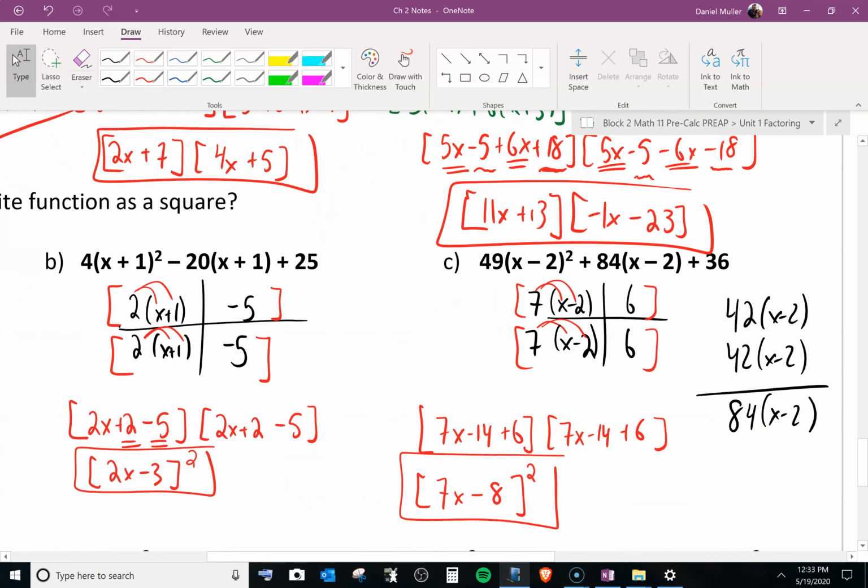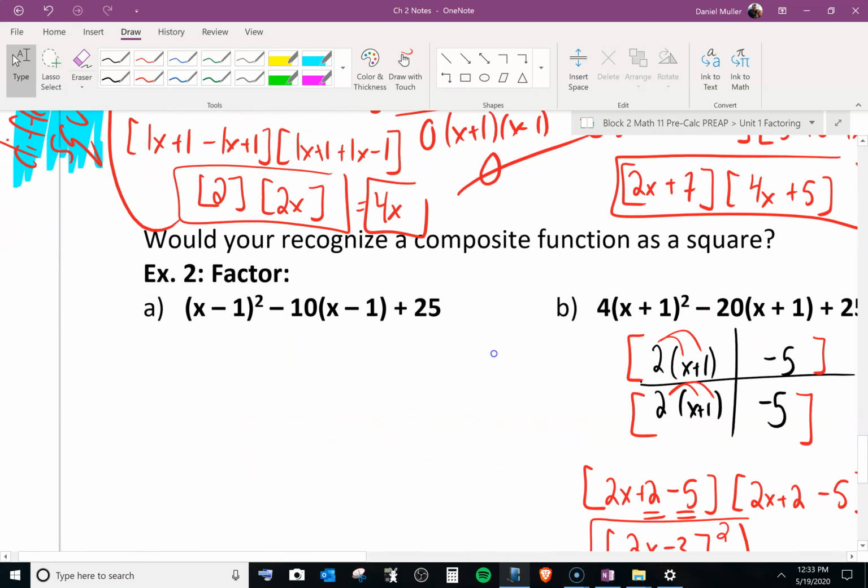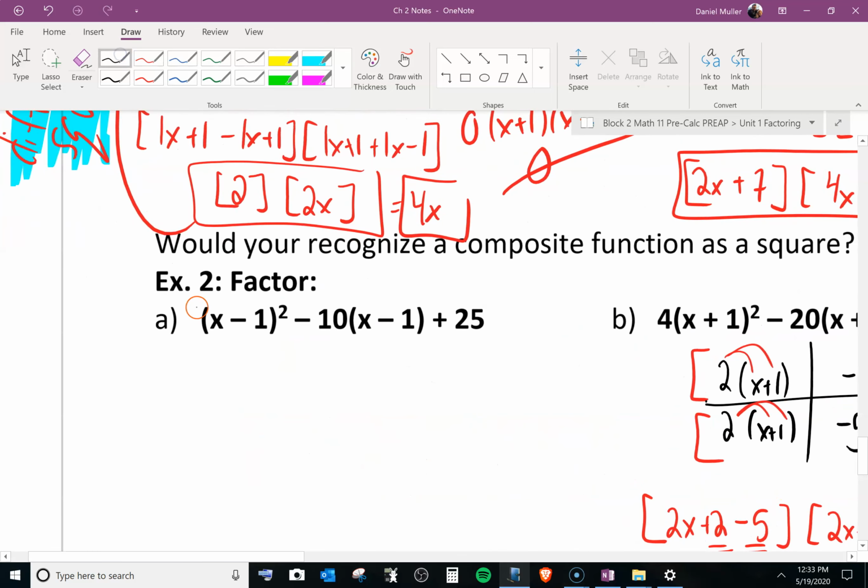So I will now take a look at letter A. I'm going to put a 1 here. So I notice that 1 is a perfect square, 1 and 1. 25 is a perfect square, 5 and 5. So that's nice. I will try that. There's a 1 and a 1 and a 5 and a 5. And then this left side here is an x minus 1 squared. So I'll do x minus 1 times x minus 1.